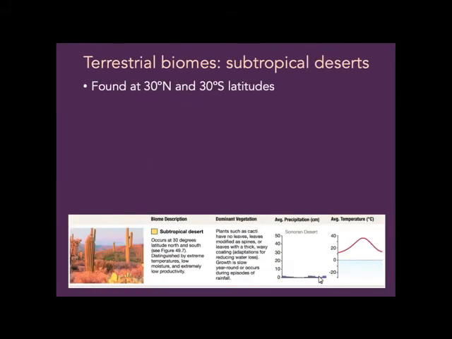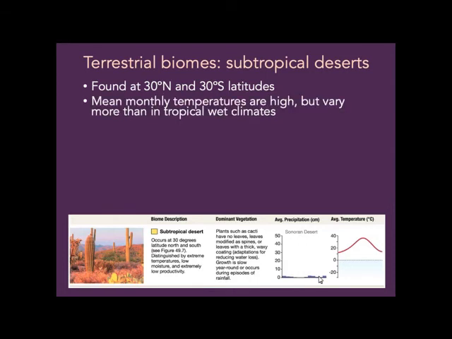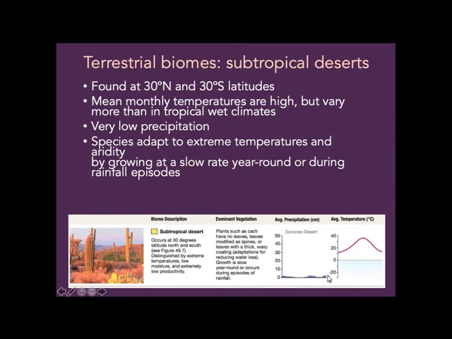Subtropical deserts are what you tend to find at 30 degrees north and 30 degrees south latitude. And so the average monthly temperatures are high, but there's more variation than in the tropical wet climates. So it doesn't get below freezing, but it can get quite cold. You have very low precipitation, of course. That's what makes it a desert. So if you look over here, very low precipitation.